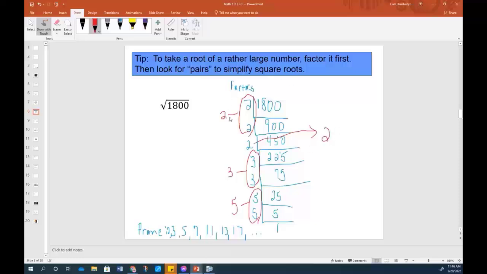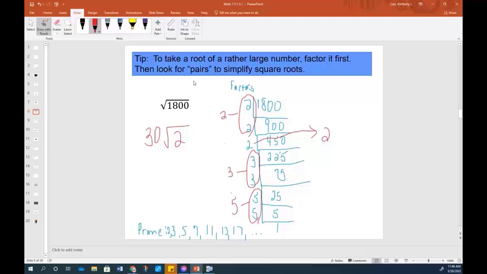And what happens is that I can take these that I've said I have a pair of and multiply them back together. So 2 times 3 is 6. 6 times 5 is 30. And then that 2 that was all by itself is just going to stay under the root, so that the square root of 1,800 is 30 root 2.